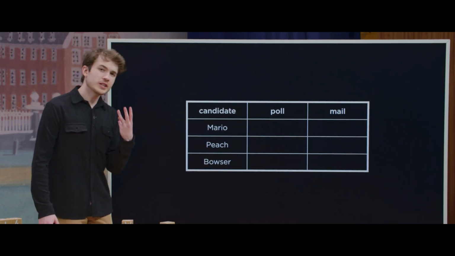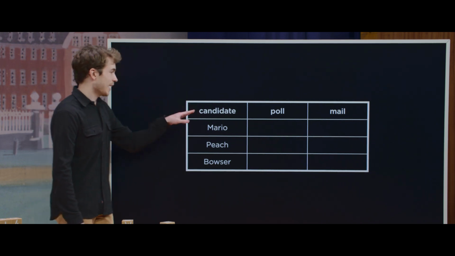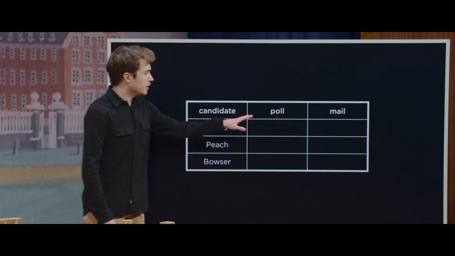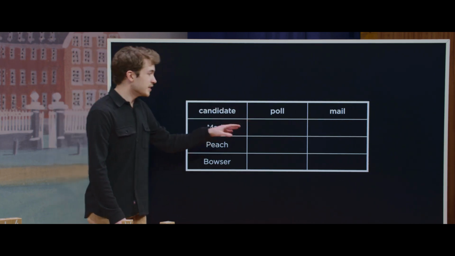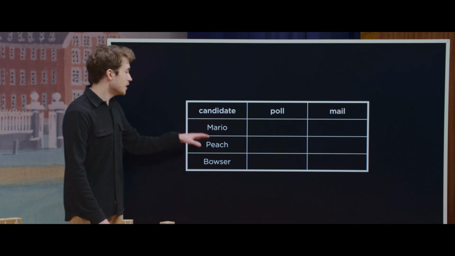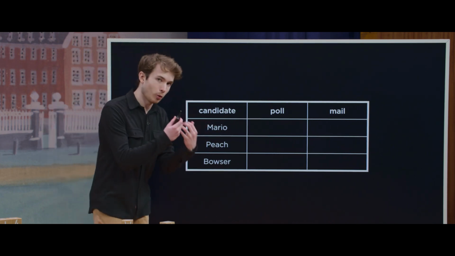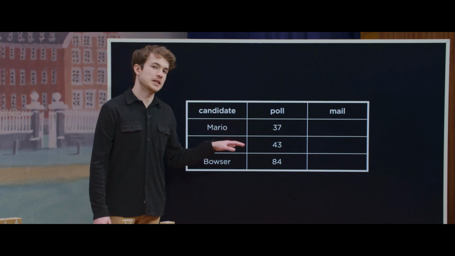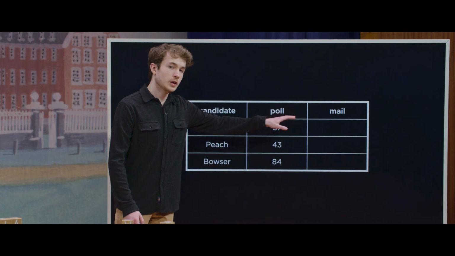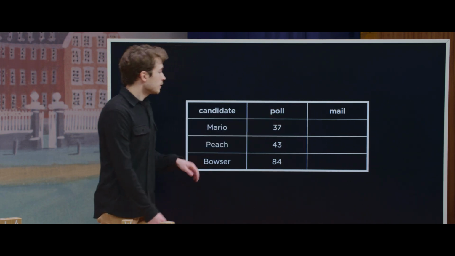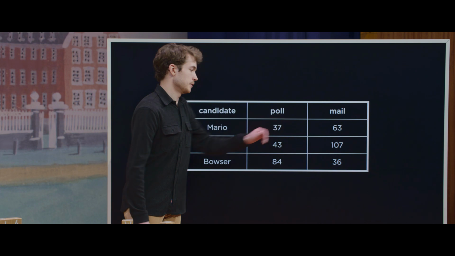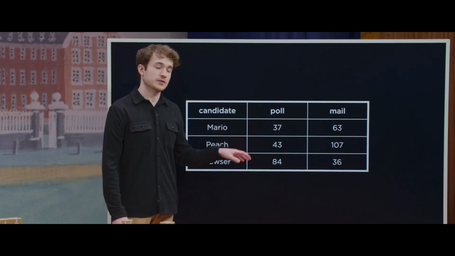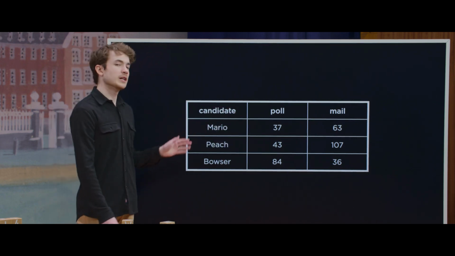In particular, there are 3 columns with names. So one is candidate, where I have the names of my candidates, in this case, Mario, Peach, and Bowser. Over here, I have this column called poll, representing the number of ballots or votes that Mario, Peach, and Bowser received at the actual physical polling location. So let's say Mario got 37 votes, Peach 43, and Bowser 84 now. Well, for the mail column, there's also going to be some numbers here as well. Let's say Mario got 63 mail-in votes, Peach got 107 mail-in votes, and Bowser 36. So this then is our table of rows and columns.